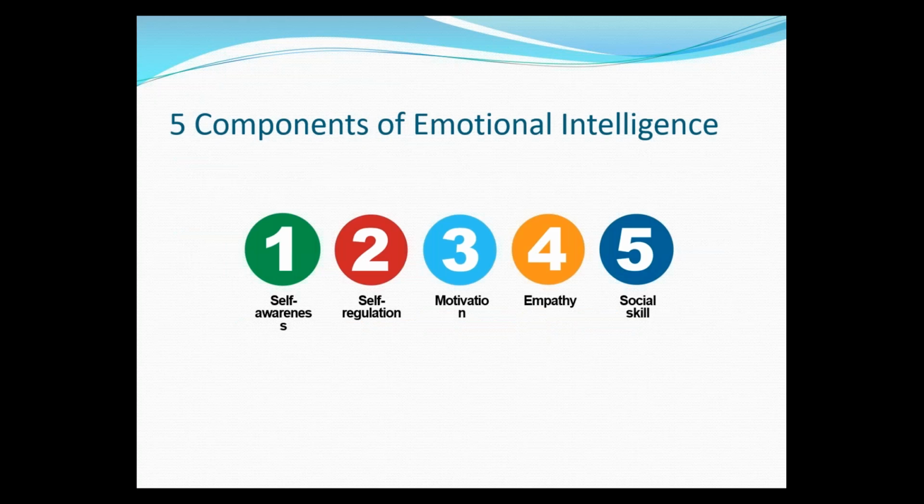And you're probably familiar with his notion that there are five components of emotional intelligence: self-awareness, self-regulation, motivation, empathy, and social skill. I see that an adjustment in my slides, at least on my screen, has dropped the letter off on those. Apologize for that.